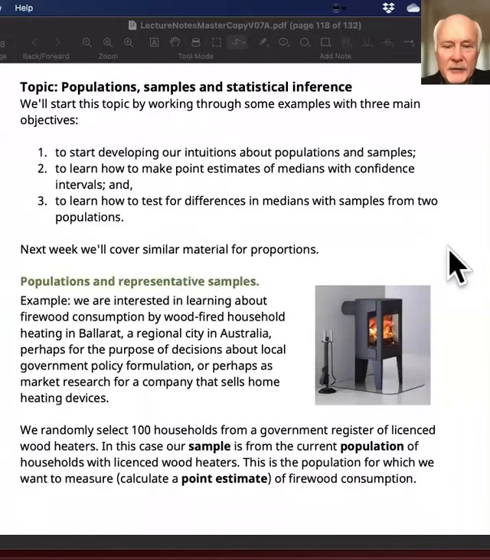Today we're going to show you how to make what we call point estimates of medians with confidence intervals. So that's how to take a sample from some population and, doing a calculation, come up with a confidence interval for the value of that median in the population, not in the sample, but in the population. And we're also going to look at some ways of testing for the difference in the medians of samples taken from two different populations.